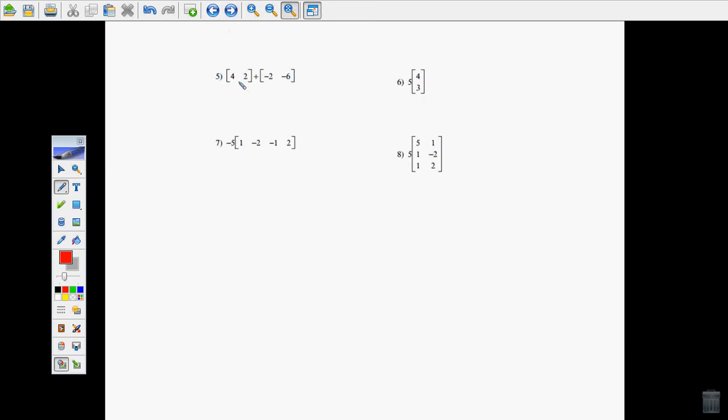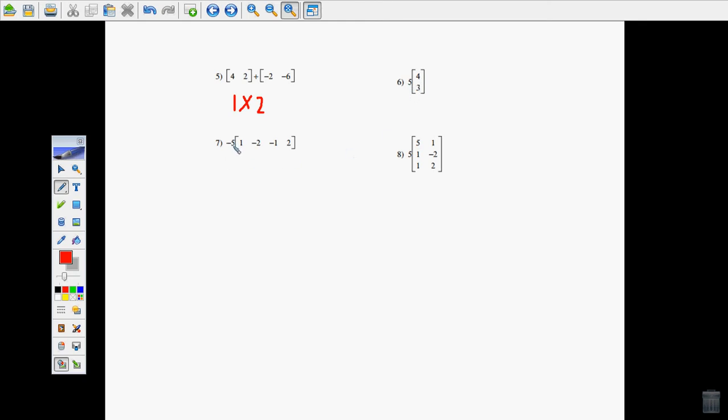Okay, number 5 right here, do the same thing we've already talked about. This is a 1 by 2. Both matrices are 1 by 2, so the answer matrix will be a 1 by 2, and you just add the 2 corresponding entries together and you get a final answer. Number 6 is another scalar multiple. Just multiply both of these numbers by 5.